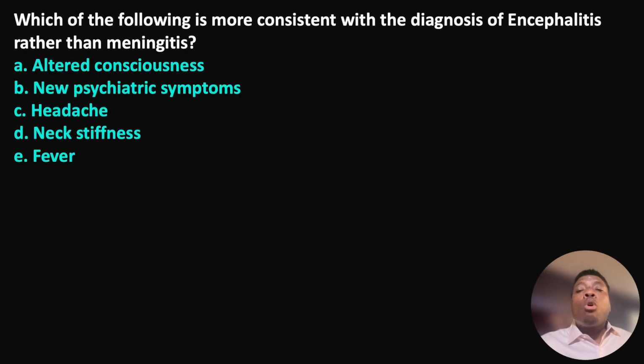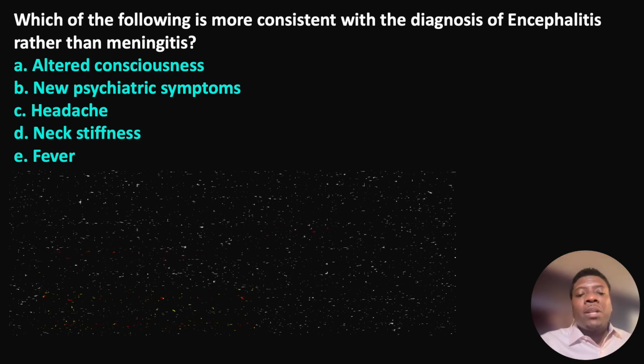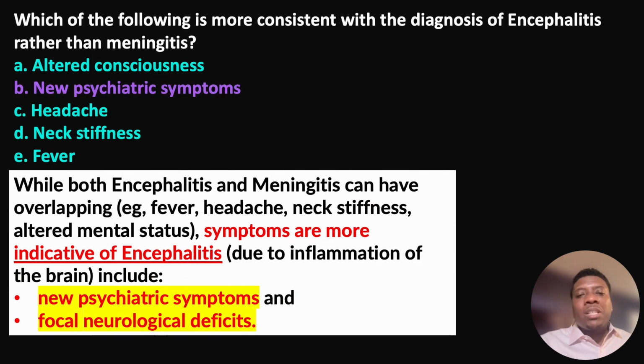Which of the following is more consistent with encephalitis as opposed to meningitis? Remember that the symptoms can overlap and one person can have encephalitis, meningitis, or both, which is meningoencephalitis. But in terms of encephalitis specifically, the presence of focal deficits and new psychiatric symptoms are more consistent with either encephalitis or someone that has a combination of both meningitis and encephalitis.